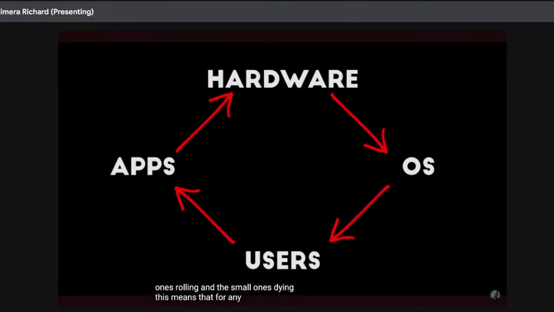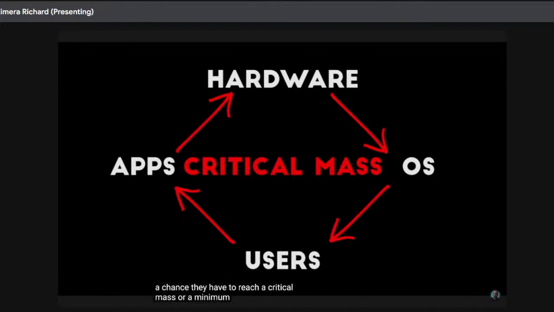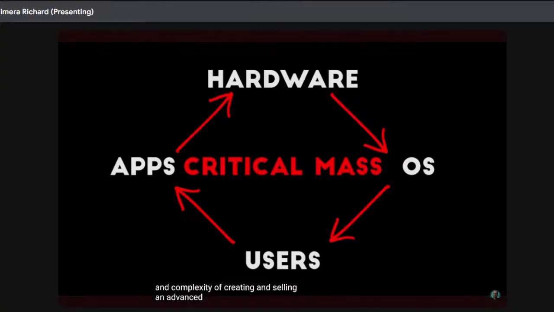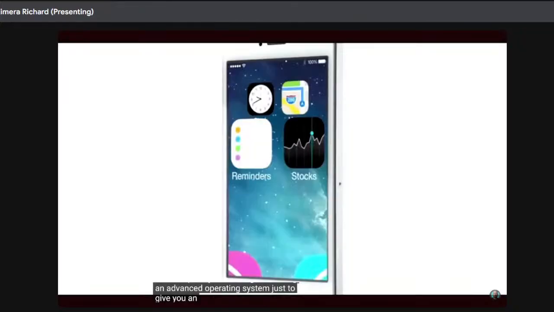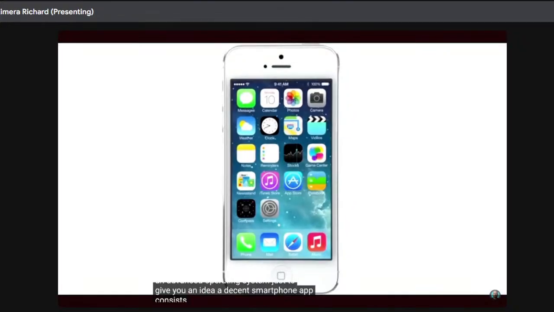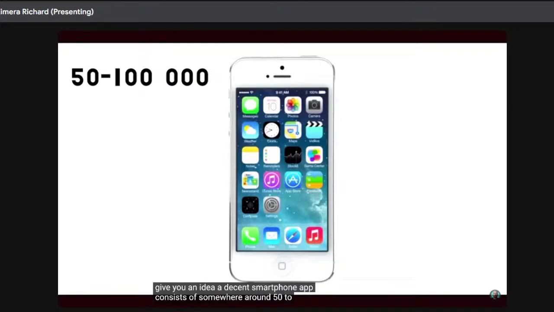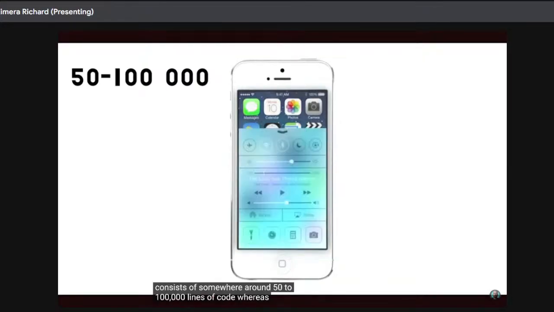This means that for any company to have a chance, they have to reach a critical mass or a minimum amount of users, which as a new entrant is close to impossible. It's especially hard because of the cost and complexity of creating and selling an advanced operating system. Just to give you an idea, a decent smartphone app consists of somewhere around 50 to 100,000 lines of code, whereas a complex OS like Windows 10 has around 50 million lines.